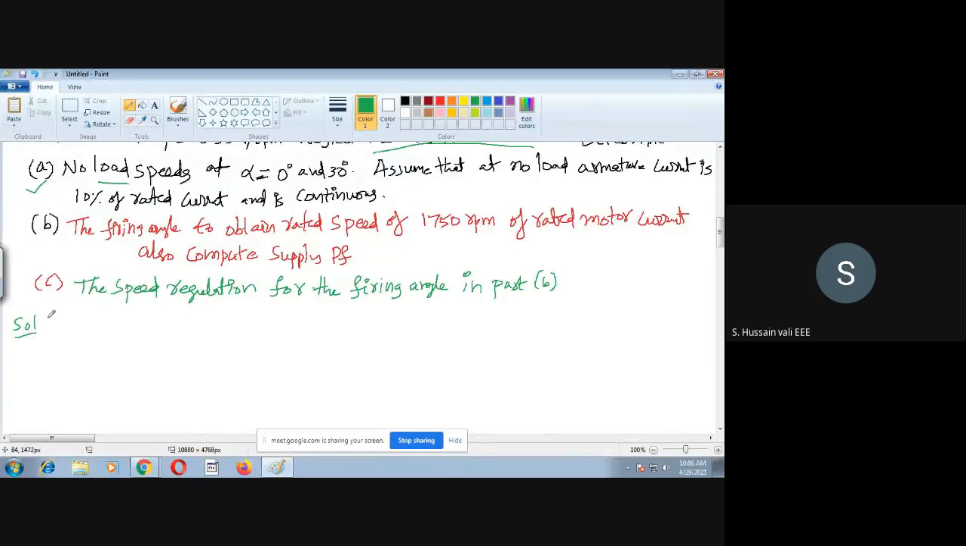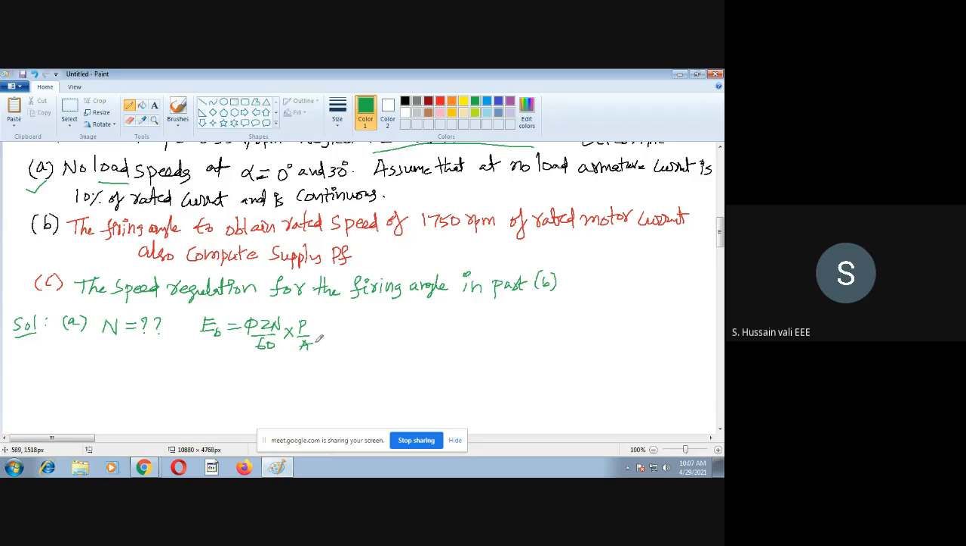To start the solution, part A. He's asking indirectly, what is n. So how do we proceed? Where can I find out this n? In which equation do we find n? One equation where we can find n is the back EMF equation. EB is equal to phi Z n by 60 into P by A. This is a common equation for every DC motor. So in this you have n.